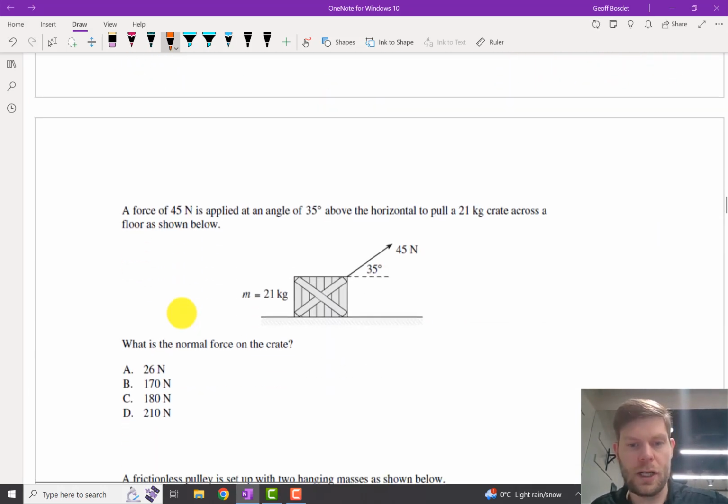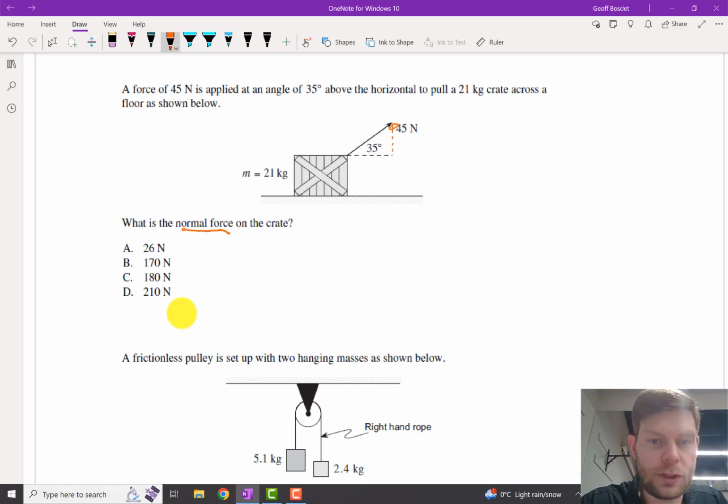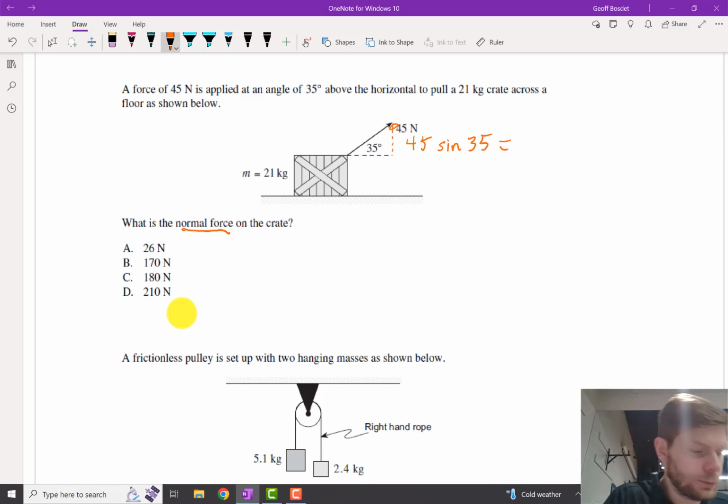All right, next guy. We got another one of these funny little force and angle questions. So we will just break it into components as per usual. Though actually we just want the normal force, so we're just going to do an up equals down. We're just basically doing the first step. So our first thing we need to do is find this upward component, which would be 45 times sine 35, which is 25.8.